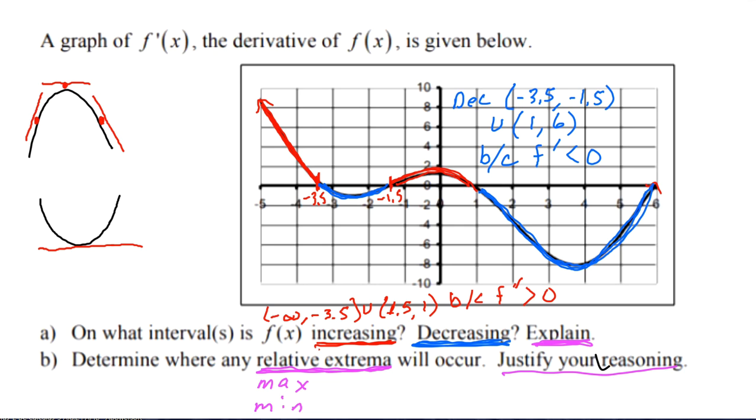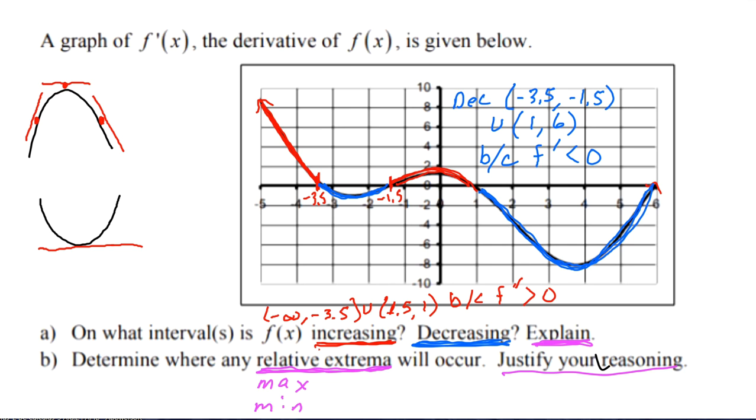if you go back to this graph over here, you have a maximum when your derivative changes from a positive value to a negative value. And you have a minimum when your derivative changes from a negative value to a positive value, because slopes are changing from negative slopes to positive slopes.